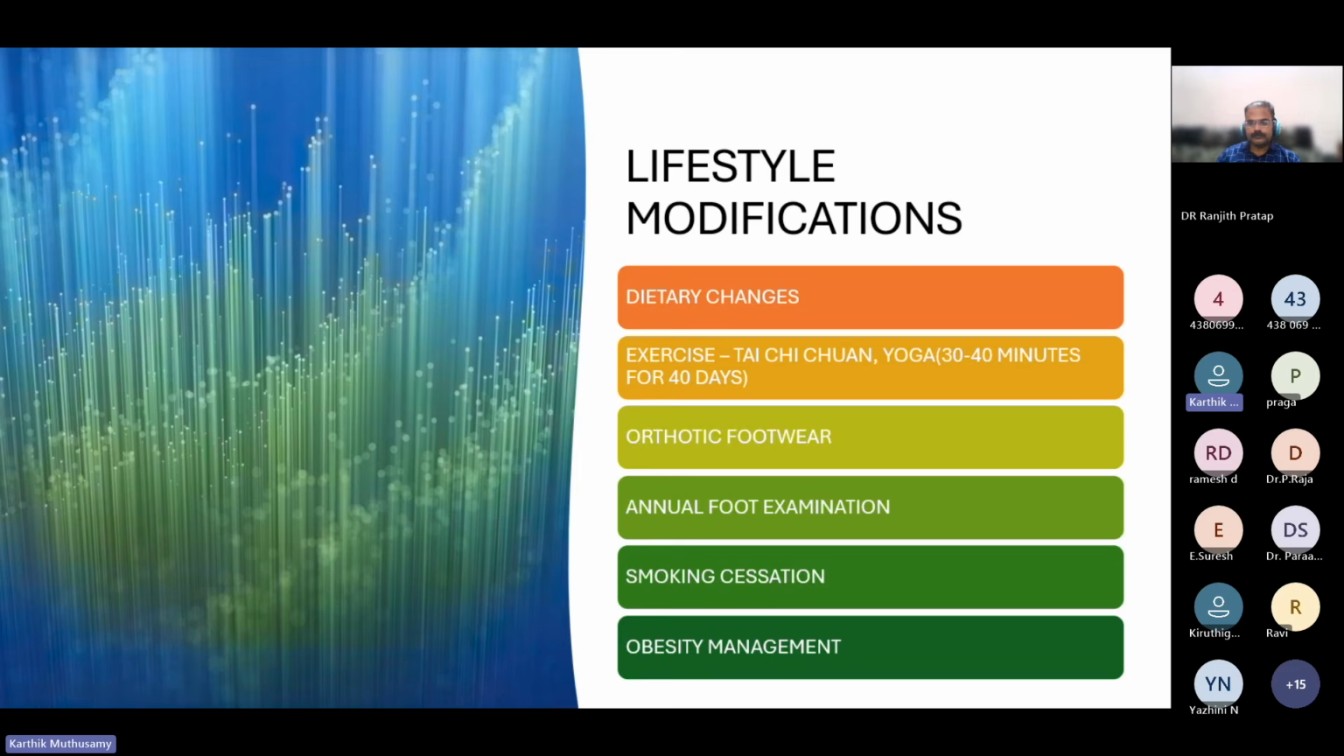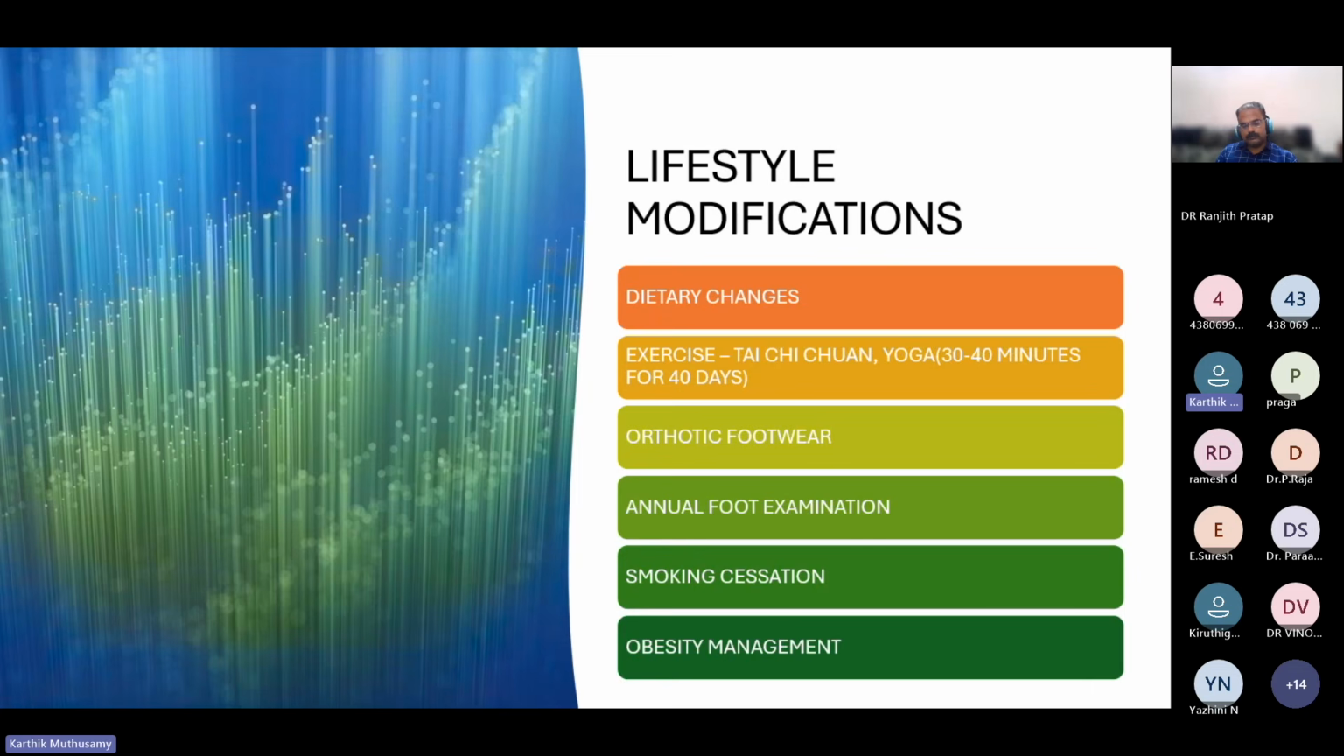Next is the structured exercise pattern. There are certain exercises under trial which have given a positive benefit for diabetic neuropathy. First is Tai Chi, a Chinese martial exercise, which in a few trials has given a positive benefit for diabetic neuropathy. Next is yoga. 30 to 40 minutes of yoga for 40 consecutive days has shown benefit in some trials for diabetic neuropathy.